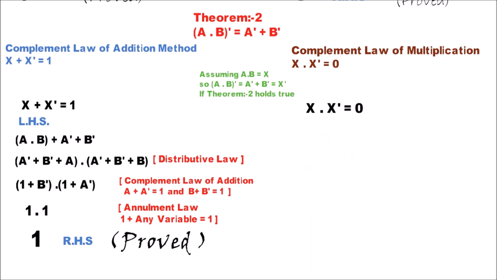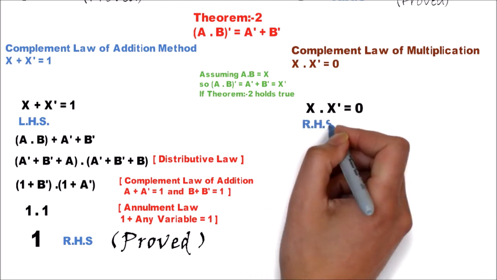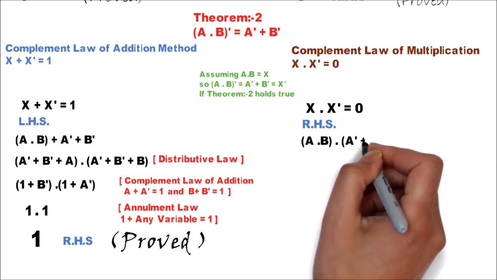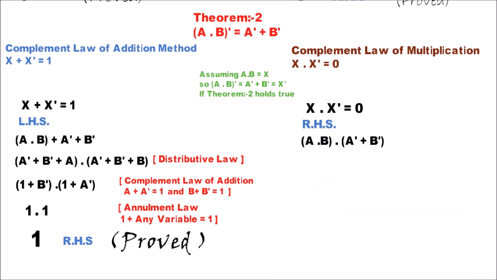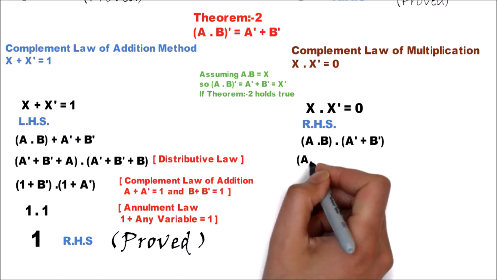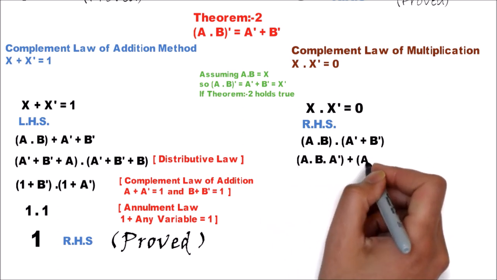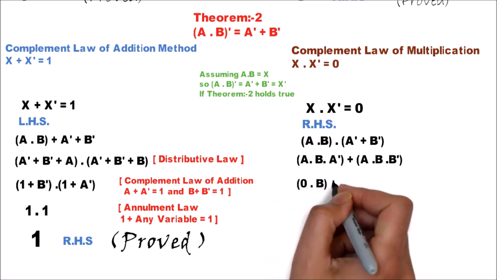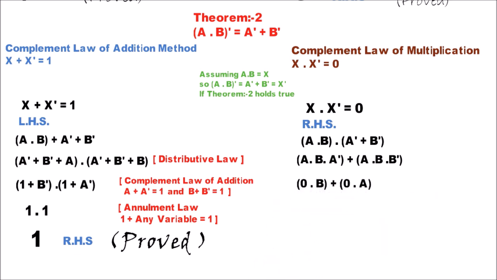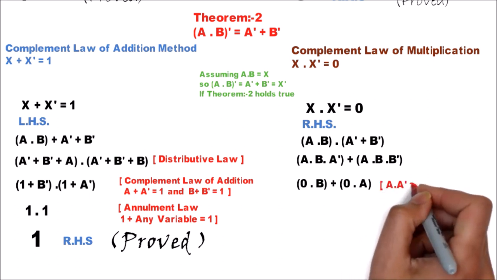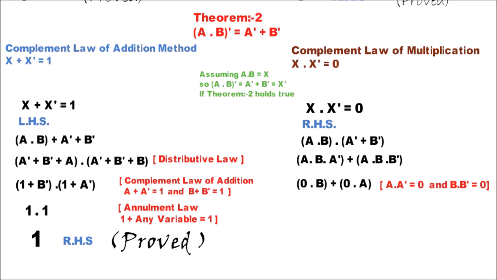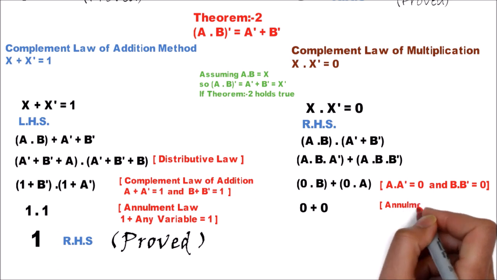Similarly, the complement law of multiplication can be proved by putting the value of the variables X and X bar. Again, apply the distributive law. A dot B dot A bar plus A dot B dot B bar. Again, A dot A bar equal to 0, B dot B bar equal to 0, and the statement will be 0 dot B plus 0 dot A. The final result will be 0 plus 0, which is equal to 0.